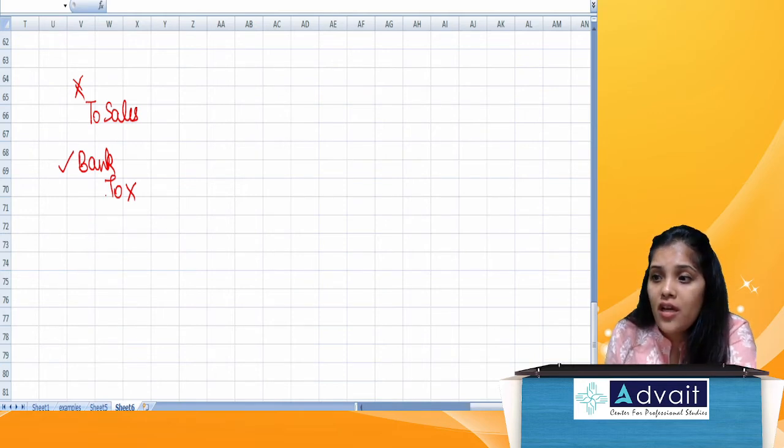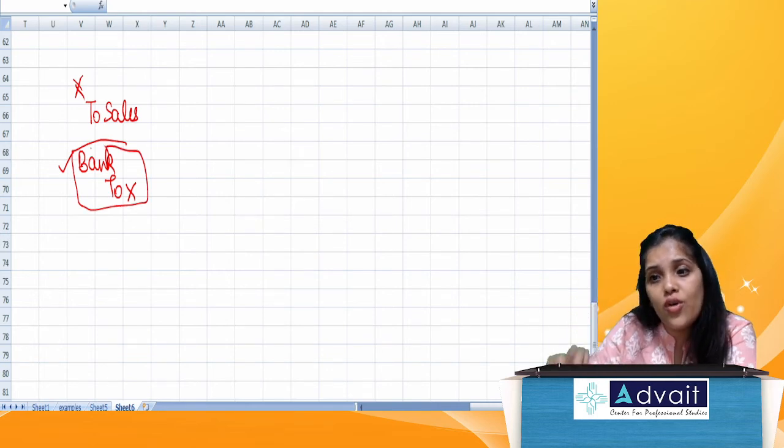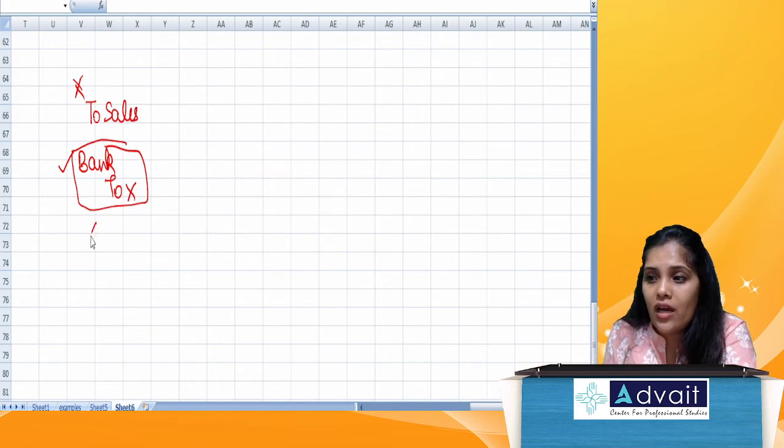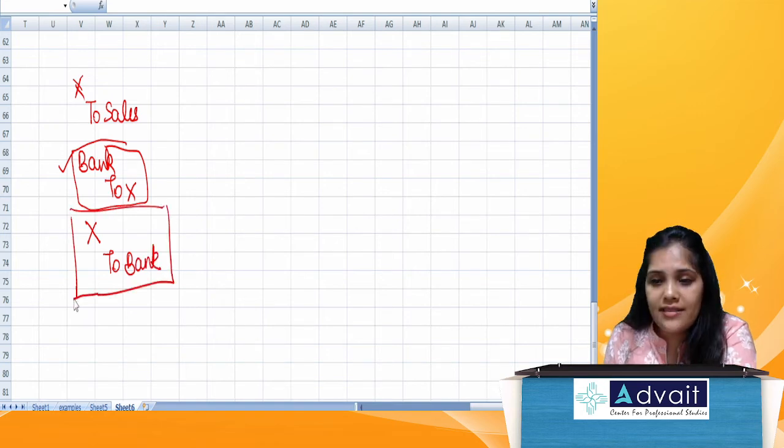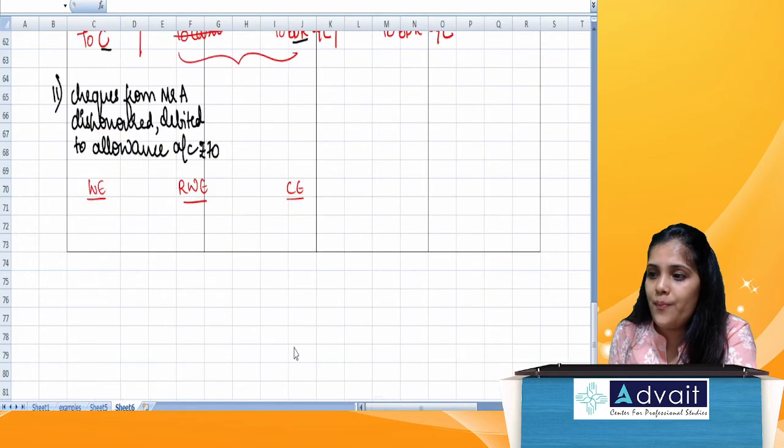Now, what happened? This check has been dishonored, which means money did not come into your account. So what should you do? Reverse the entry. You will account it as receivable again from X and you will reverse the bank. So when a check is dishonored, our journal entry is X account debit to bank account, because money did not come. So the entry that I should have passed is A account debit to bank.